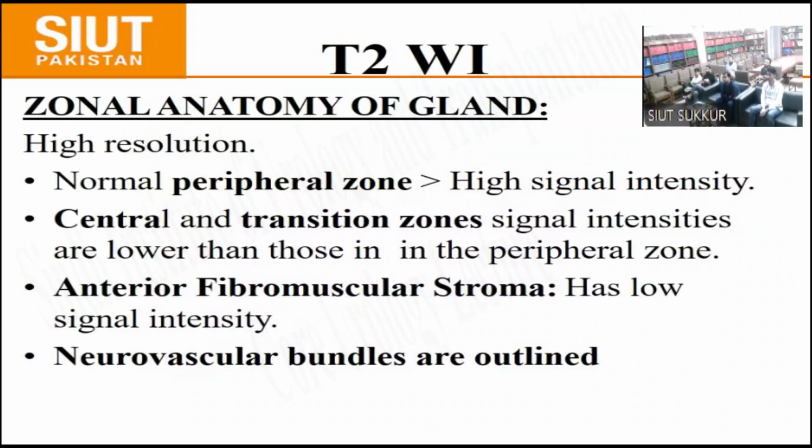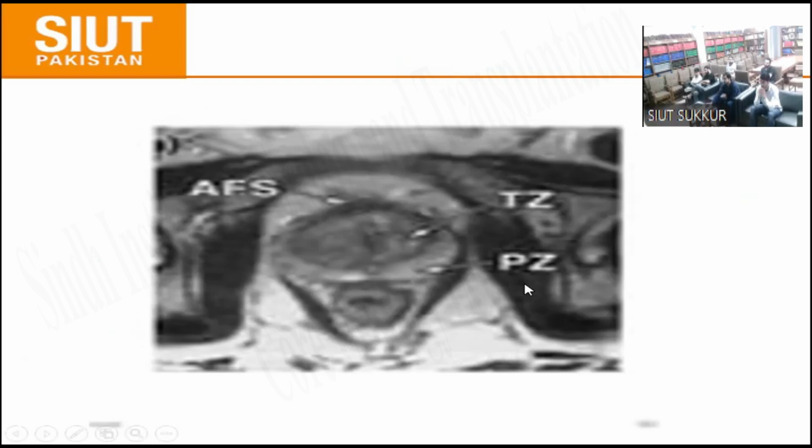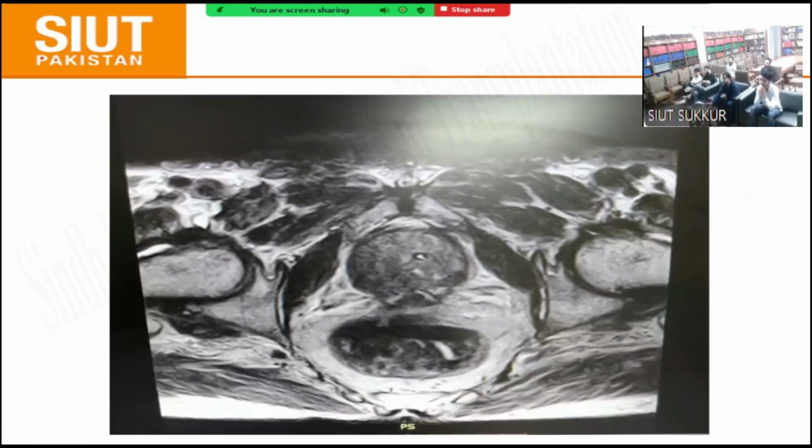In T2 weighted images, the zonal anatomy of the gland is shown with high resolution. The normal peripheral zone has high signal intensity, while the central and transitional zones have lower signal intensities than the peripheral zone. The anterior fibromuscular stroma has a high signal intensity, and the neurovascular bundles are also outlined. Here we can see the peripheral zone, the fibromuscular stroma, and the transitional zone. This is the T2 weighted image of a patient with prostate CA.